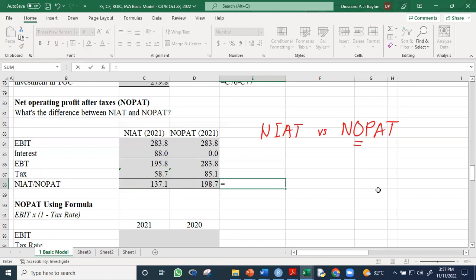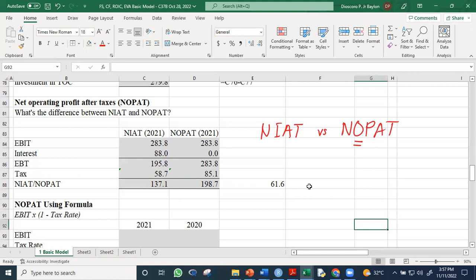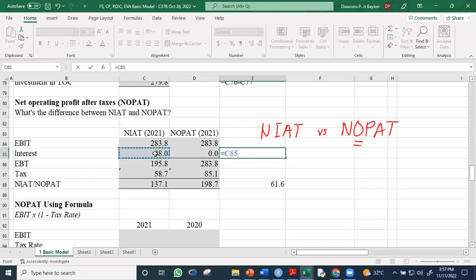And by how much, class? If we get the difference, it's 61.6. Now, how come it's only 61.6? Shouldn't it be 88, class? Shouldn't the difference between NOPAT and NIAT be 88? How come it's only 61.6, class? How come? Any answers, guys? Why is NOPAT only higher than net income after tax by 61.6 and not 88?